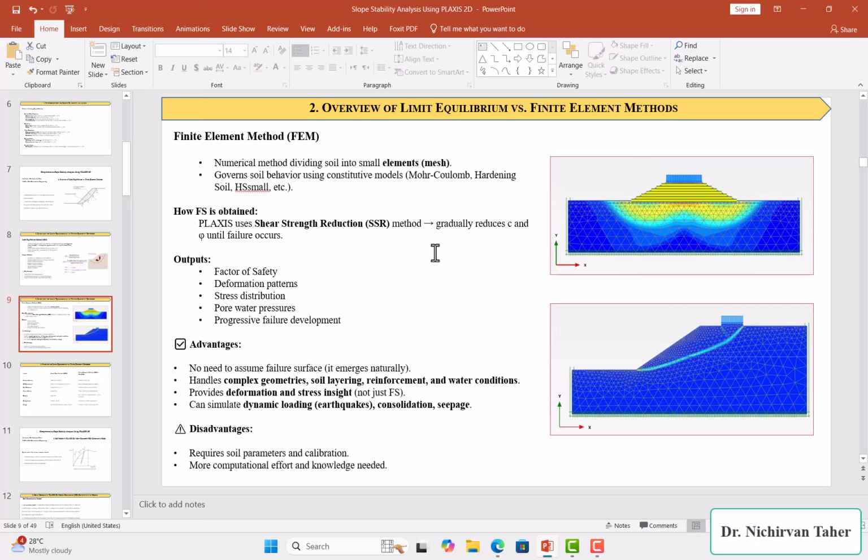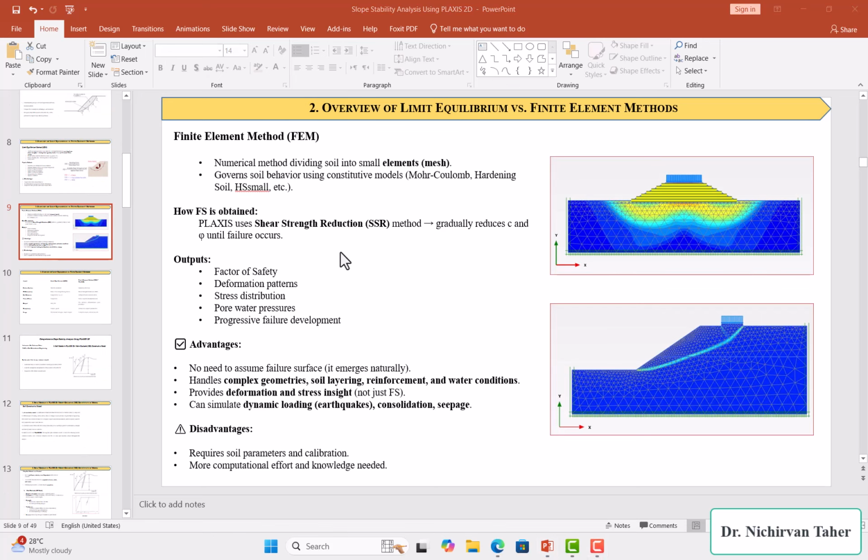And after that, in the finite element method, the shear strength reduction method is used to calculate the factor of safety. In this method, the shear strength properties of a soil, cohesion and internal friction angle, are gradually decreased until failure occurs. The factor of safety equals the original shear strength of the soil divided by the reduced shear strength of the soil. So as an output, we get the factor of safety from this method.